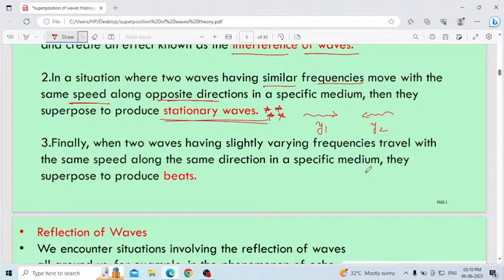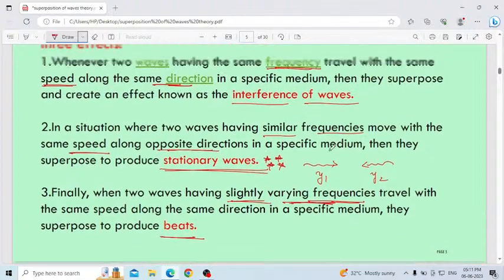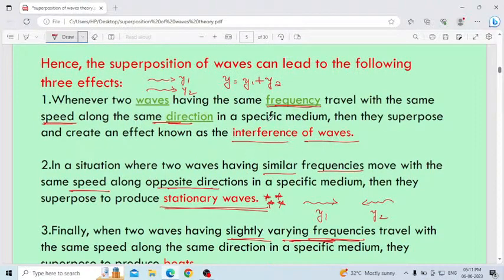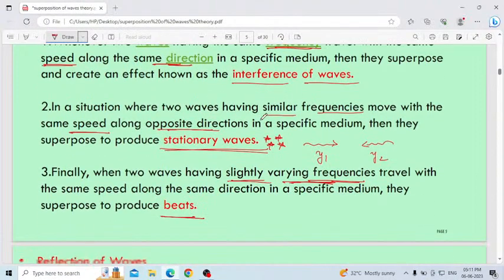Then move to the next one. Finally, when two waves having slightly varying frequency travel with the same speed along the same direction in a specific medium, we will consider that one as a beat. This one is very important: slightly varying frequency. If two waves have almost the same frequency, we will get interference of waves. Two waves having slightly varying frequency, traveling at the same speed in the same direction, that one we will consider as a beat.